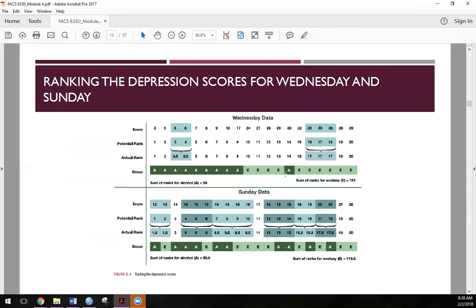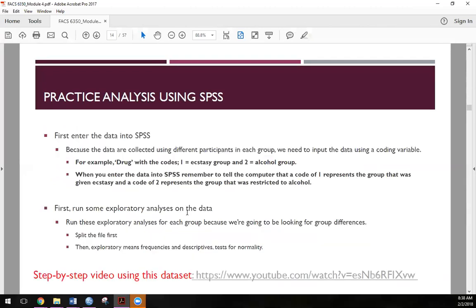And so if you're ranking this by hand, your Wednesday data, so I put all my scores in order, and I'm going to start with my lowest rank, which is 1, and then number them sequentially. But I see that I have 2 6s, which is a rank 3 and a rank 4. So 3 plus 4 is 7, divided by 2 is 3.5. So they both get the rank of 3.5. So if you were doing this by hand, this is what that would end up looking like.